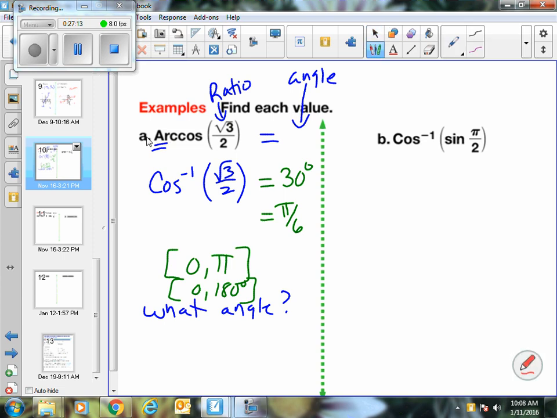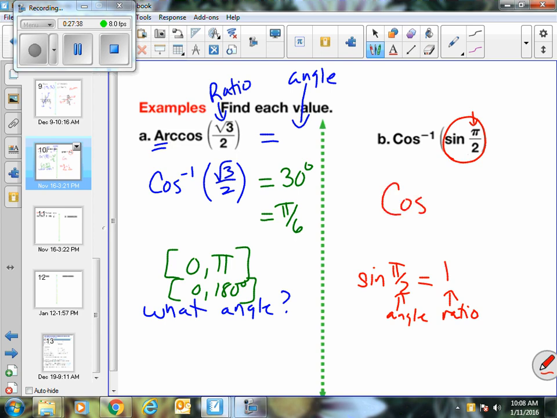Okay, what if you see parentheses like this? Well, start on the inside and work your way out, just like normal order of operations. This is a special value. This is regular sine, though, so it's sine of an angle. So the first thing I'm going to figure out is what is sine of pi over 2. So you're given an angle, sine of an angle. That means your answer should be a ratio. So what ratio do you get? What is sine of pi over 2 or sine of 90? Well, it's 1. Okay, so that means I need to take the inverse cosine of 1.